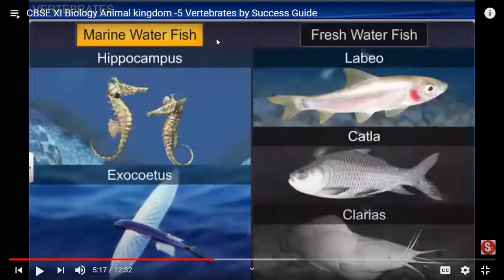Now, what you see in front is Exocoetus. The name of that fish. It's a bony fish, and you might have heard these are the gliders, gliding fish, we call it. They are able to glide over the water.